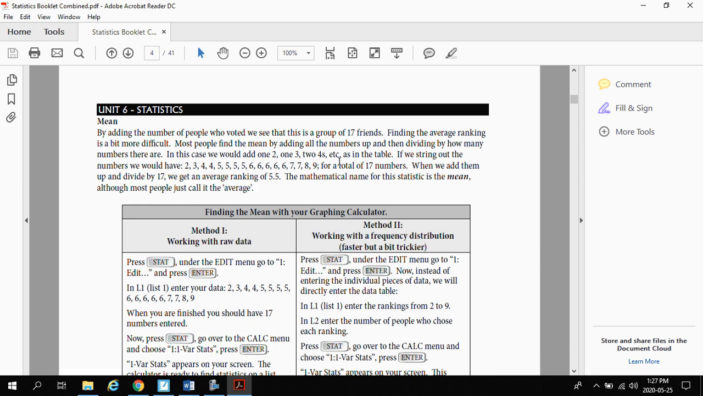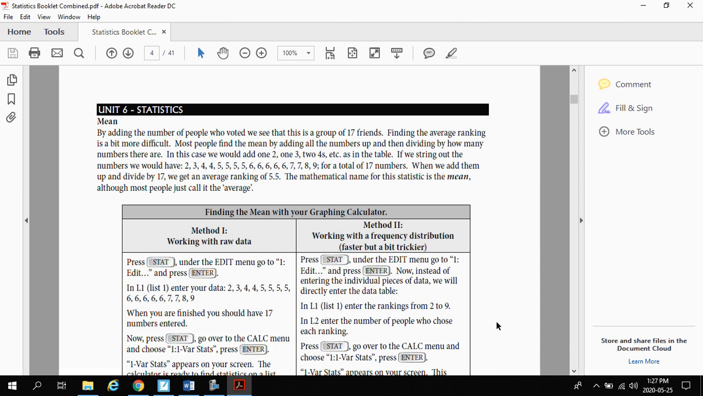So if we would string out the numbers from the chart, this is giving us all of the ratings. So there's 17 numbers here between 2 and 9 for a total of 17 numbers. When we add them up and divide by 17, we get an average ranking. This average is another word for mean of 5.5. So the mathematical name for this statistic is the mean, although most people just call it average.